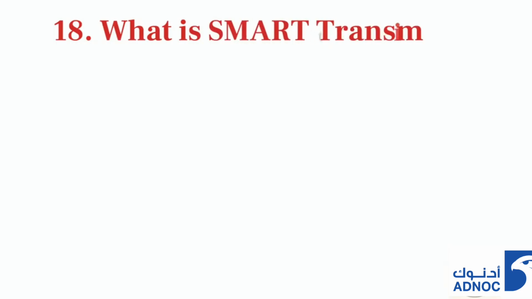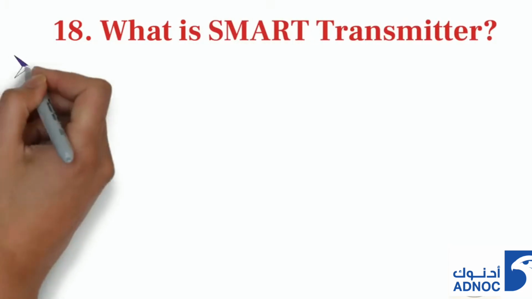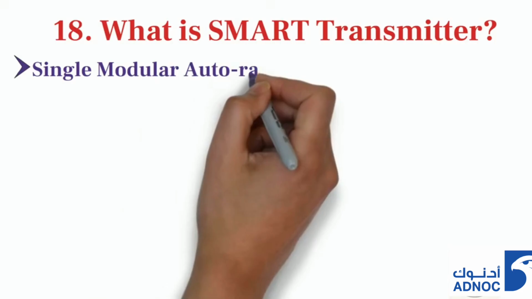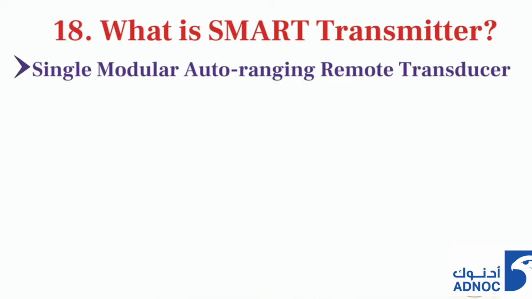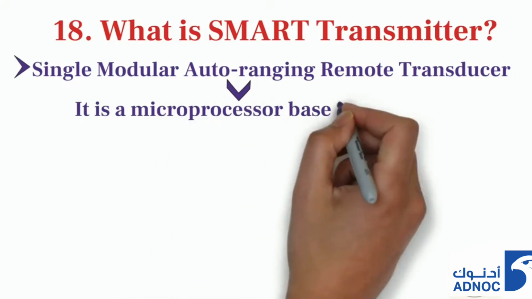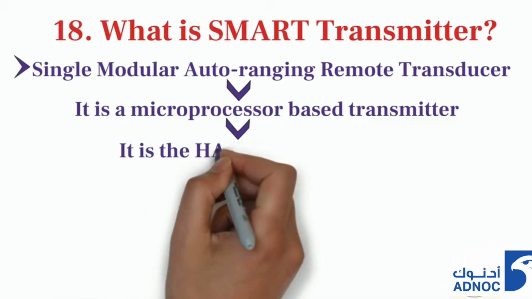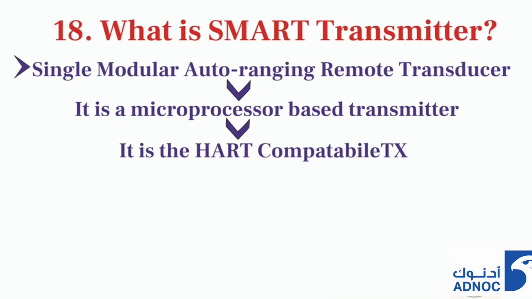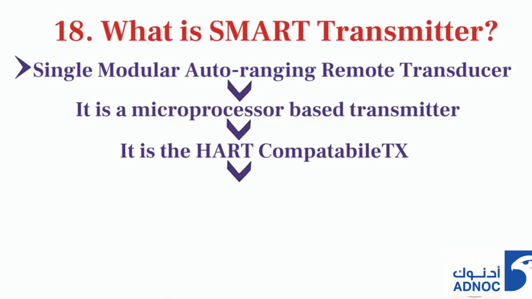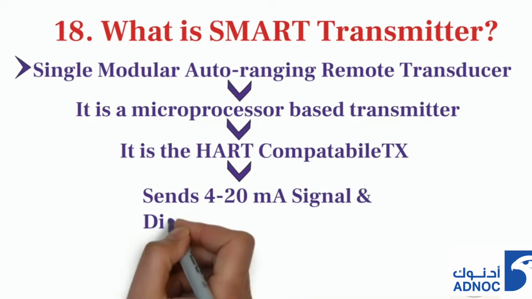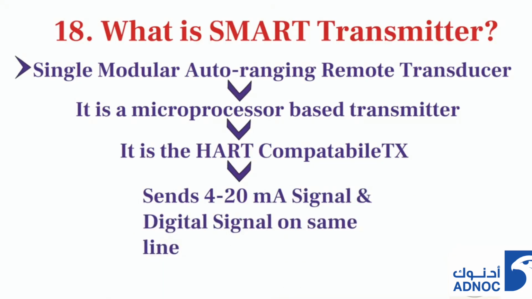Next question is, what is a smart transmitter? Single modular auto-ranging remote transducer is known as a smart transmitter. A smart transmitter is a microprocessor-based transmitter, and it is the core of the electronics in a device. A smart transmitter is known for its HART compatibility, and it has the capability to send a 4 to 20 mA signal and a digital signal on the same line.